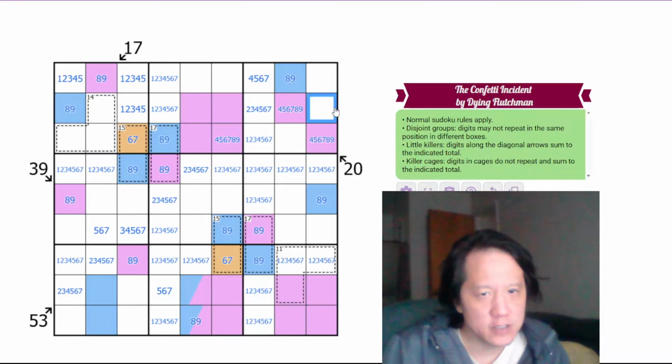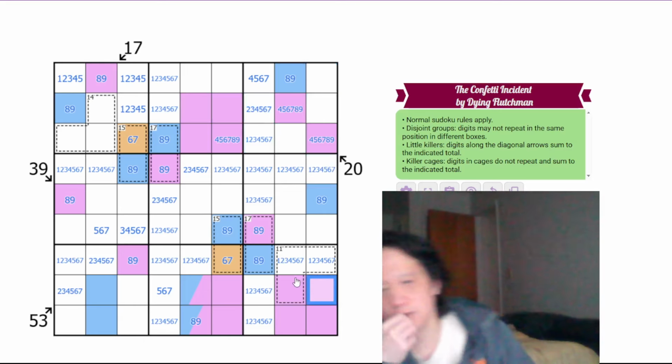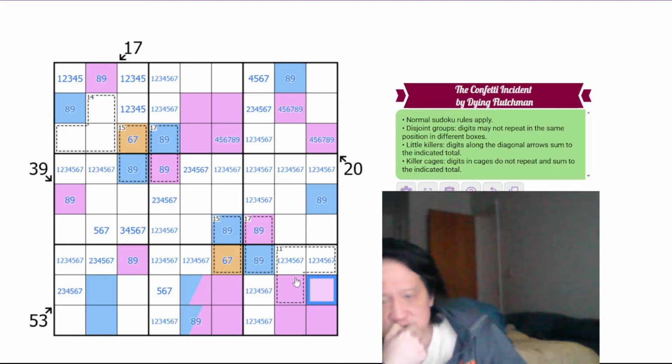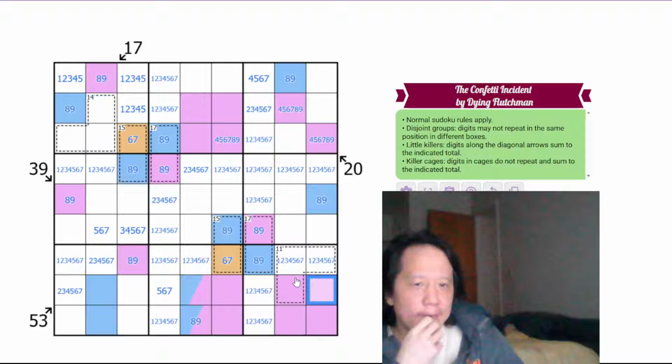If it's here, that means this adds up to 15, and this would add up to 20. So this would be 1 through 4, which is still possible. Or it could be here. We just don't know. Hmm.